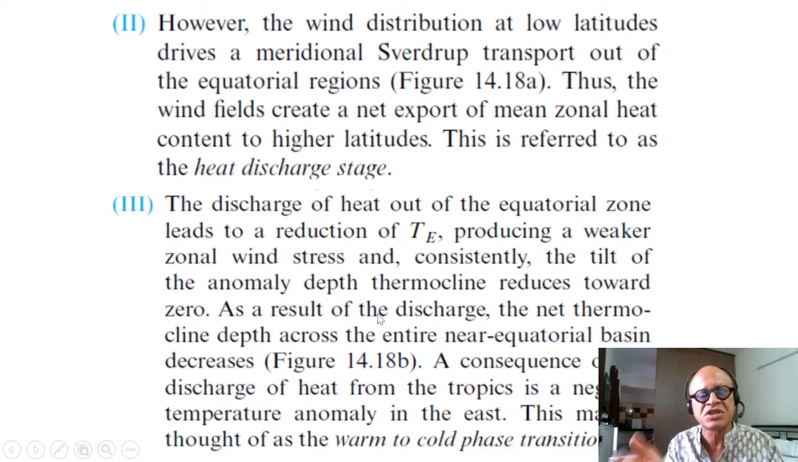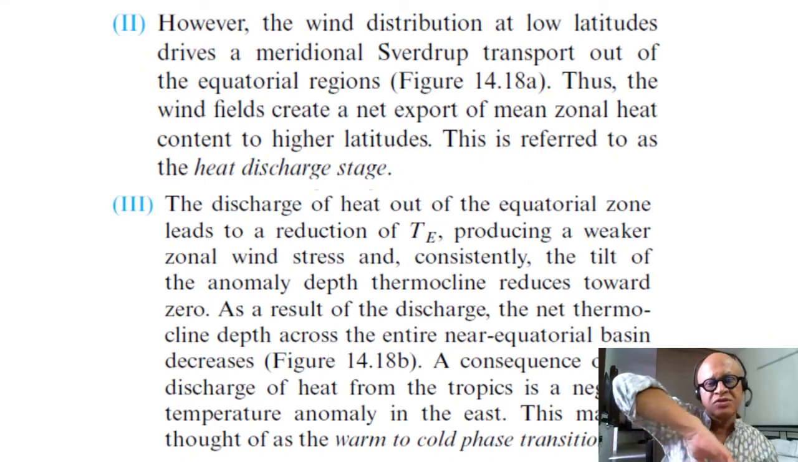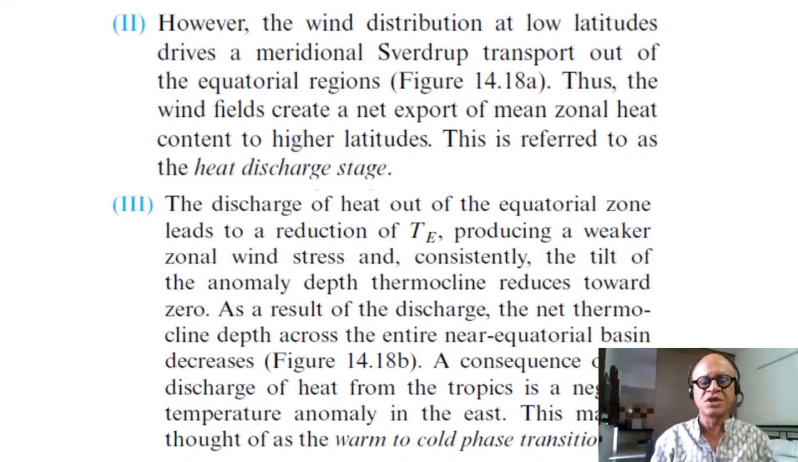So now we are using the east-west SST gradient and the slopes. Consistently, the tilt of the anomaly depth thermocline reduces towards zero. As a result, the discharge net thermocline depth across the entire near equatorial basin decreases. So the slope flattens, thermocline shoals. The consequence of discharge of heat from the tropics is a negative temperature anomaly in the east, and this is the negative feedback we are looking for and gives us the transition from warm to cold phase.